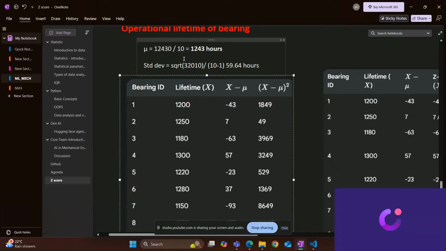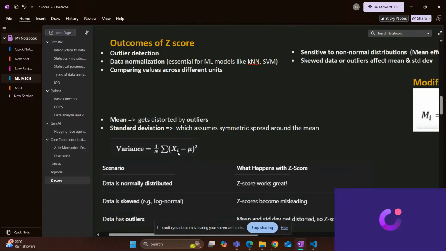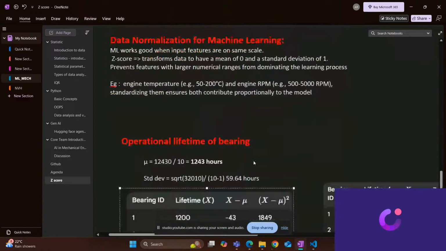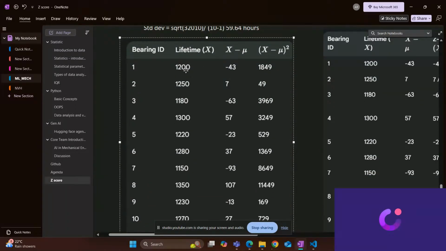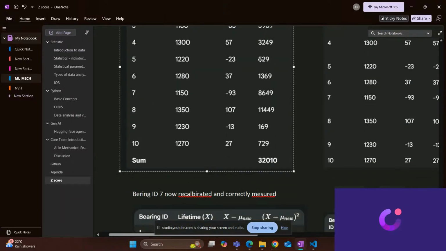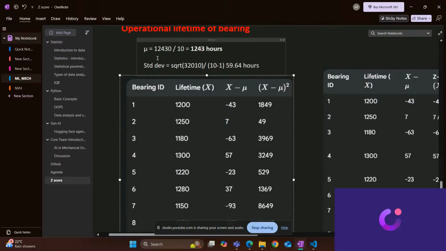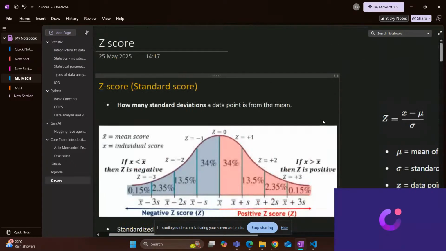Then we need to calculate the standard deviation. We know the standard variance formula: xi minus mu, the individual data point with respect to the mean value, whole square, divided by the number of observations. I have calculated that over here. So the individual data point, 1200 minus mu, that is 1243, gives minus 43 as the value of x minus mu, then the whole square of that. When you calculate for each individual value, then calculate the total value for that. Then use this formula to calculate the standard deviation. Once you identify the standard deviation, you use this particular formula.